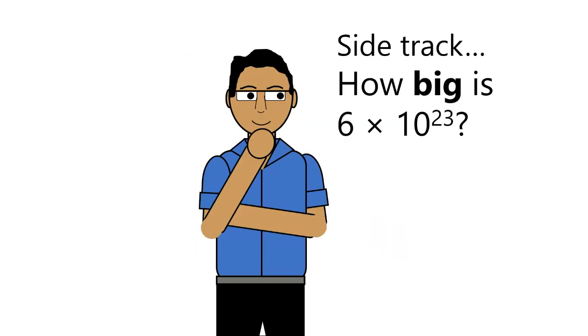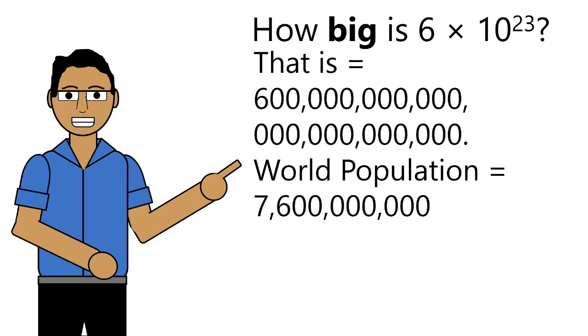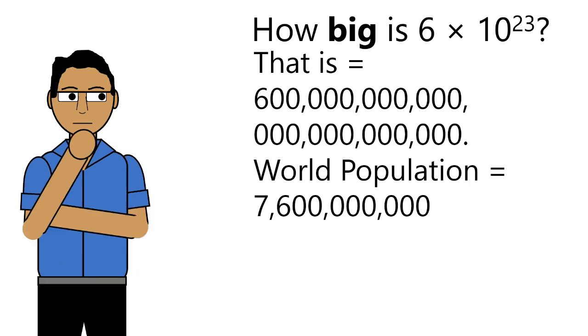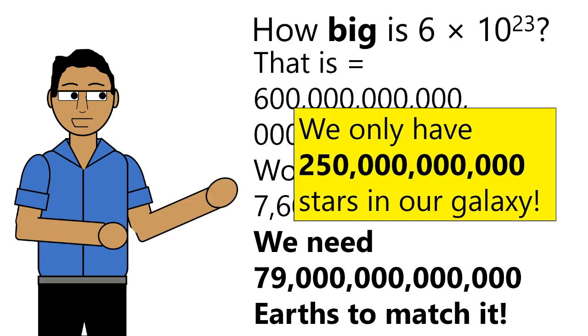Sidetrack a bit. How big is 6 times 10 to the power of 23? That is 600,000 billion. In comparison, the world population is about 7.6 billion. If we think about it, that would mean we need 79 trillion Earths to match it. And in our galaxy, we only have a quarter of a trillion stars. We will need about 300 times more Earths than there are stars in our galaxy.